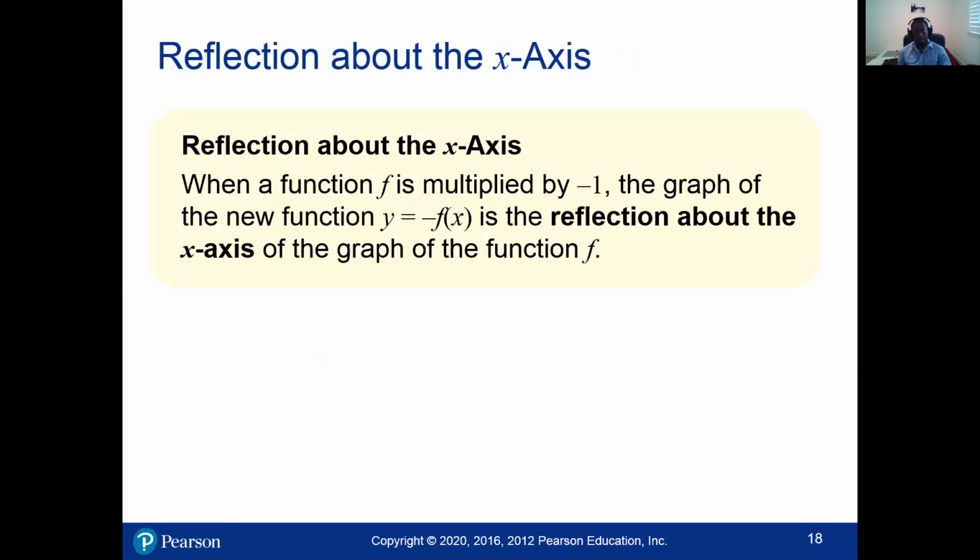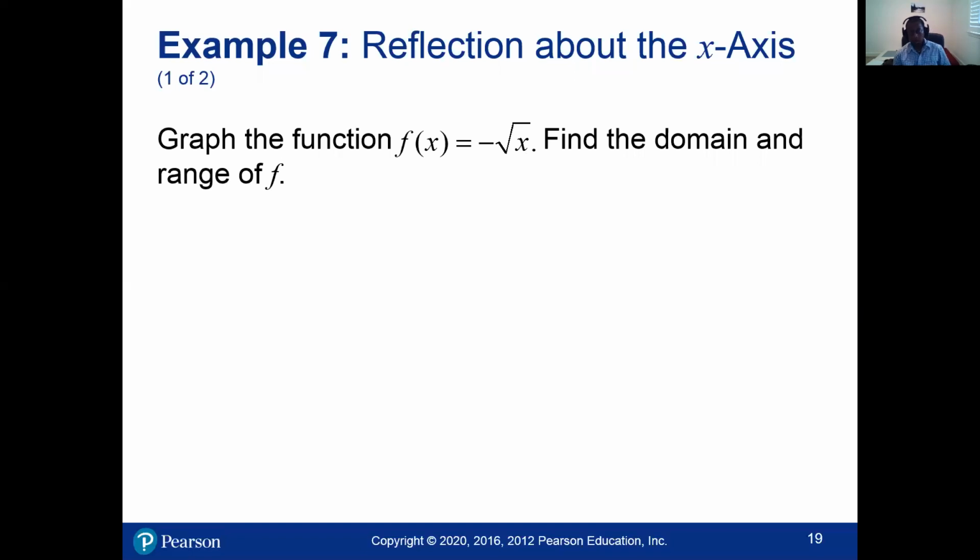All right. Now the final thing is reflection in the x-axis, and then reflection in the y-axis. So by definition, when a function f of x is multiplied by a negative 1, then it is a reflection in the x-axis. So for example, you have y is equal to negative of f of x. Okay. So for example, when we have this graph, find the domain and the range of that.